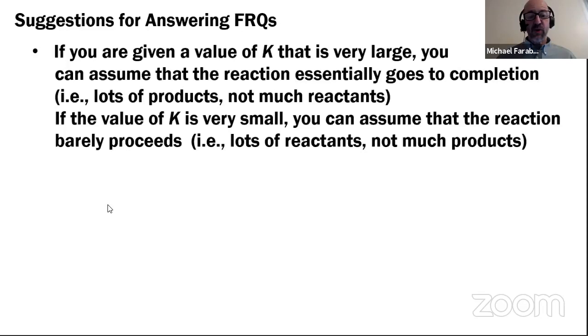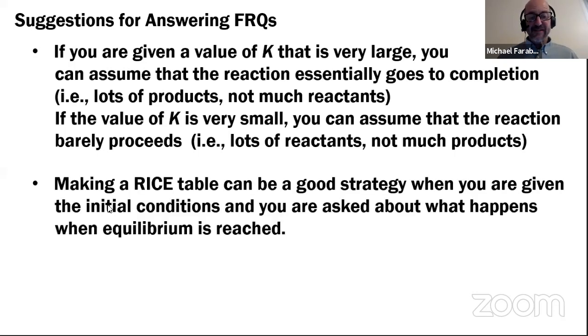If you are given a value of equilibrium constant, K, and it's very large, you can assume that the reaction essentially goes to completion. So you have lots of products and not much reactants. If the value of K is very small, you can assume that the reaction barely proceeds. You have lots of reactants and not much products. Sometimes making a rice table can be a good strategy when you are given the initial conditions and you are asked about what happens when equilibrium is reached.